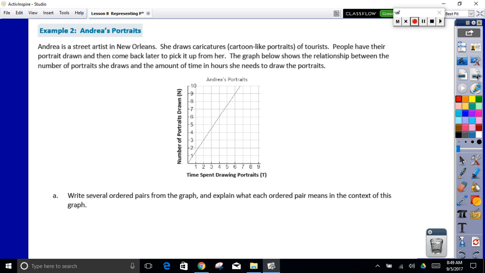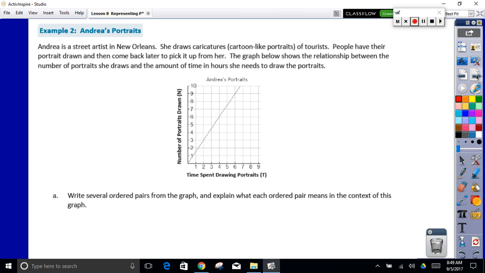We have two variables. We have t, time spent drawing portraits, and n, number of portraits drawn. Which one is independent? The n, okay, so you think that the time spent drawing portraits depends on the number of portraits drawn. That actually makes sense, Jimmy.